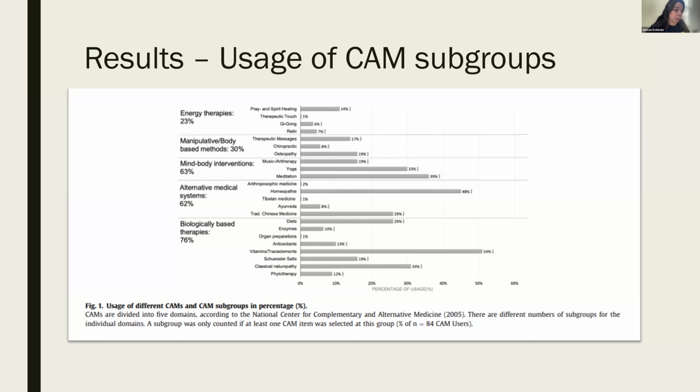What I thought was interesting was that vitamins and trace elements was used quite a bit, and also homeopathy. But when I looked a little bit further into what homeopathy was, I did discover that it was first discovered or invented in Germany over 200 years ago. And so with the study coming from Germany, I guess it's not as surprising that a large group of people from Germany are using homeopathy.